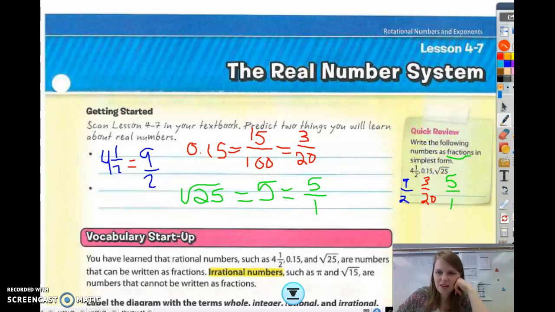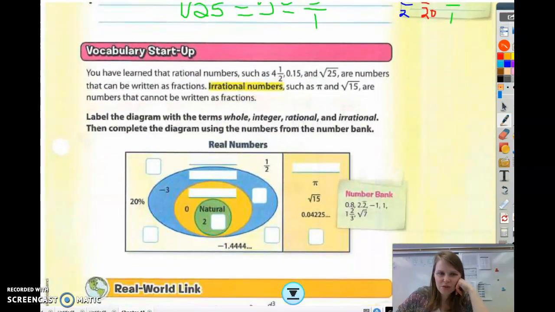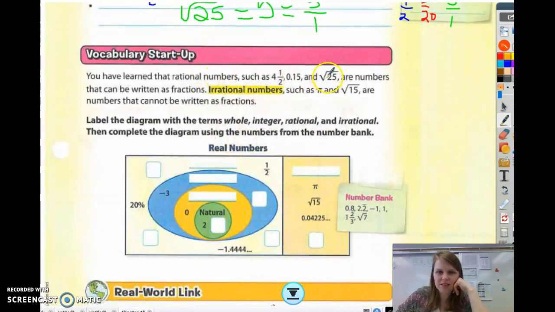Okay, next. This says you have learned that rational numbers like these are numbers that can be written as fractions. Irrational numbers are numbers like pi and the square root of 15. These are numbers that cannot be written as fractions. Do you remember what the number for pi is? If you plug that into your calculator, it goes on until it hits the end of the screen. So this one does not repeat and it does not end.